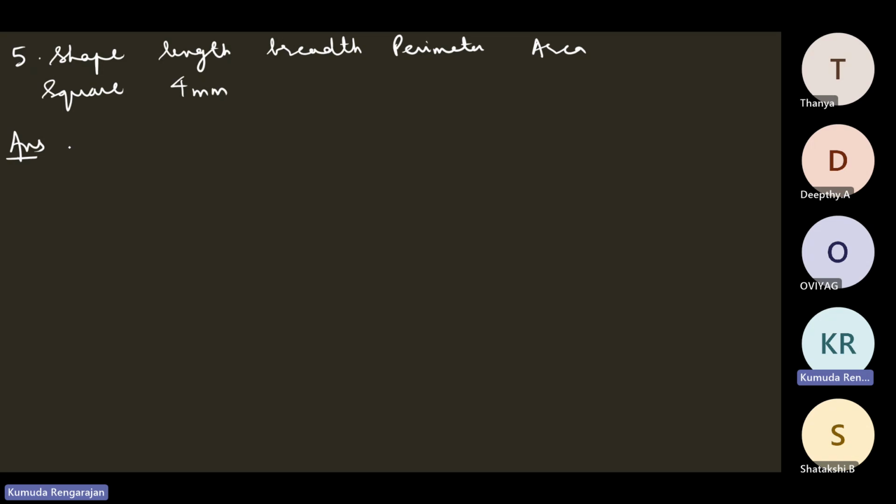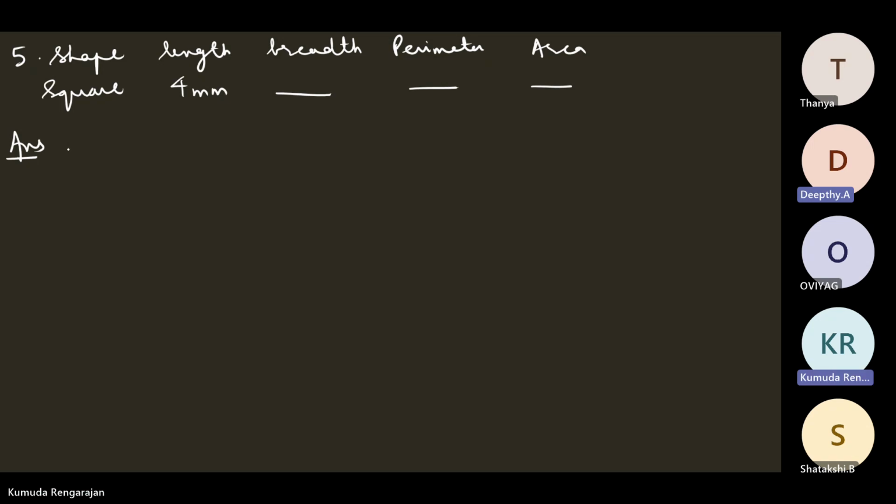So Deepthi, tell me this one. First, you have to find the breadth of the figure. Ma'am, I've actually not come this far. Okay, so I'll just read the information given. The shape is a square. The length of the square is given to be 4 millimeters. So given this information, you will have to find the breadth of the square, perimeter of the square, and area of the square. I think you can answer it now. It's okay if you have not done it.